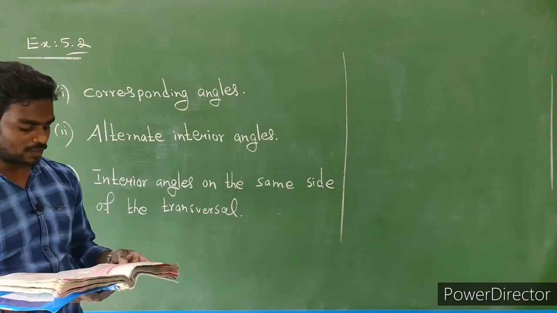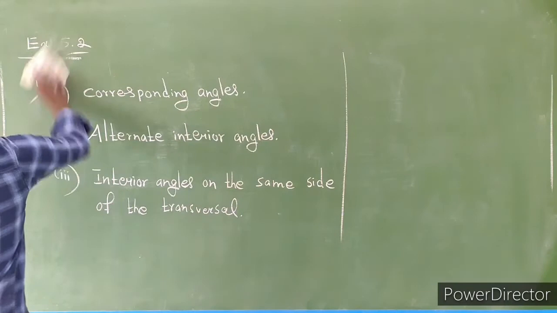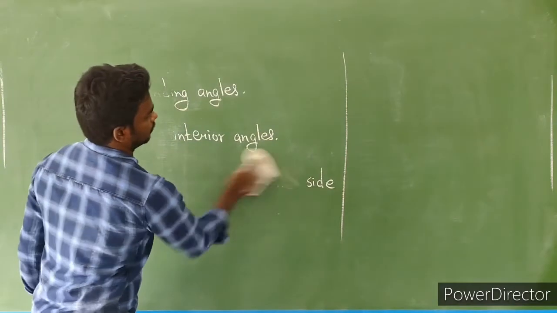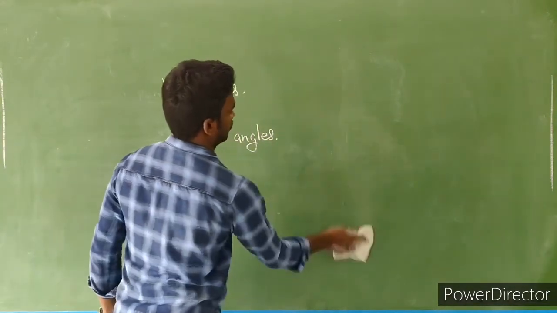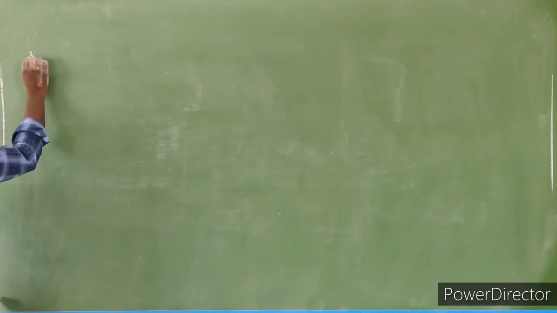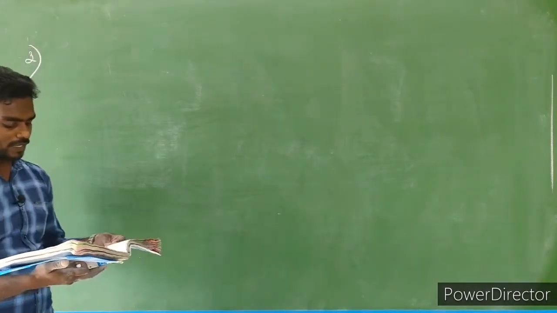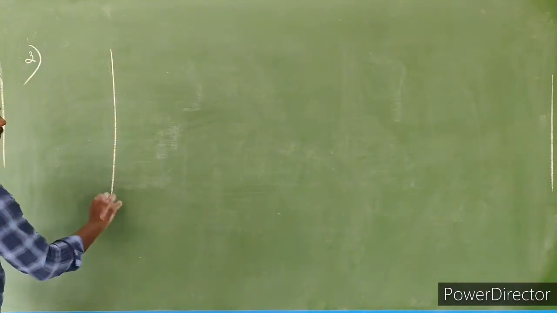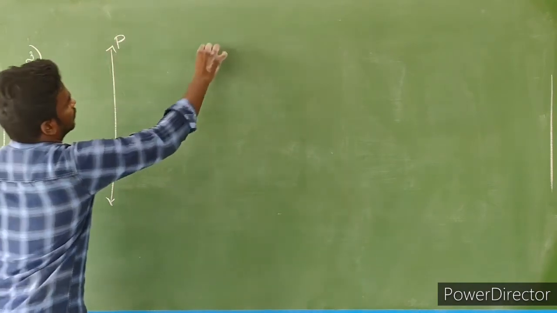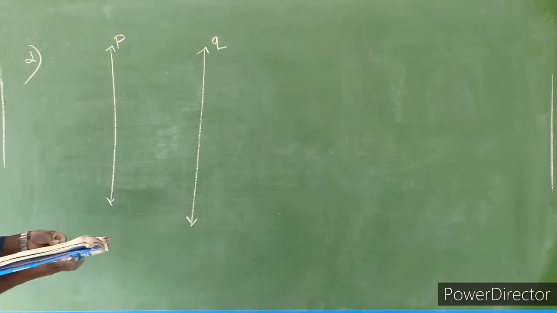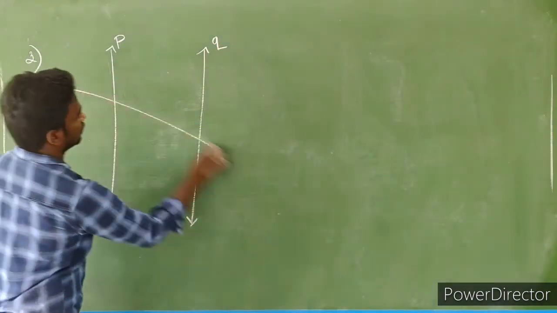Next, see what our third question is. In the adjoining figure, p is parallel to q. Find the unknown angles. So lines p and q are parallel lines.